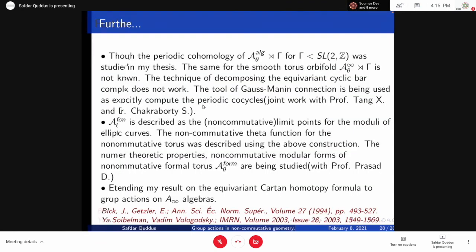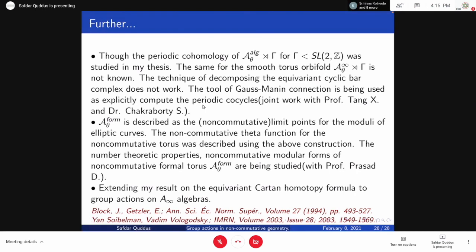Further, what we are doing, except for that Podleś sphere, everything was algebraic in nature and not smooth. We talked about the algebraic non-commutative torus and its cross product with group actions. But what about the general smooth non-commutative torus with the cross product with group action? The techniques that were involved in trying to understand the algebraic ones do not extend, because of the Diophantine condition; we are not able to assimilate what the condition on theta should be.